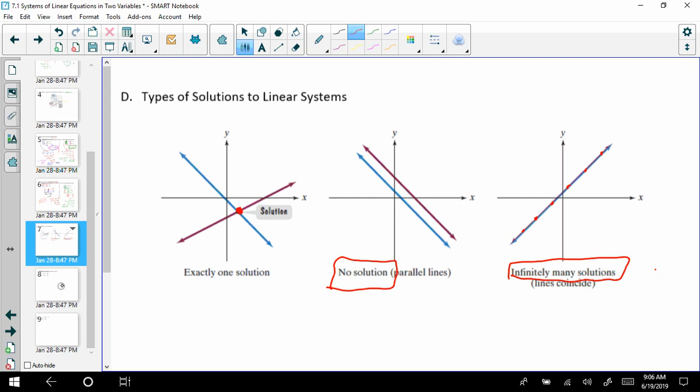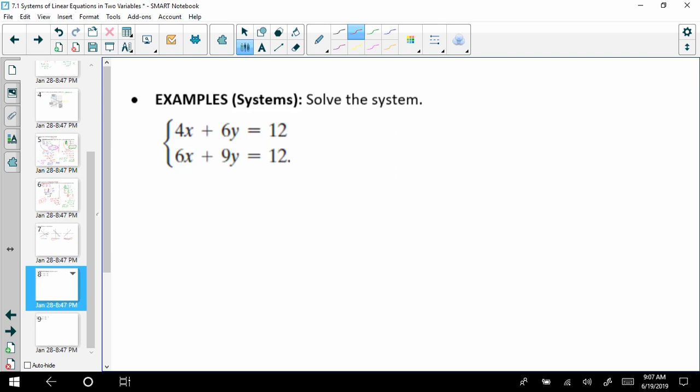So I want to end with kind of two oddball examples, and we'll call it good for this lesson. Solve the system. So if I don't tell you a specific way to solve it, it is up to you. So you can decide if you would like to do substitution or if you would like to do elimination.